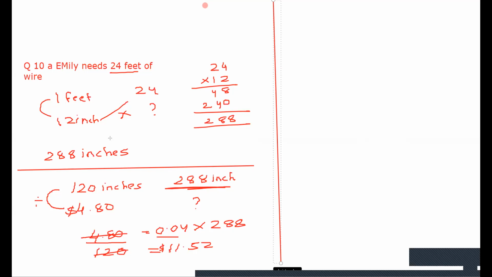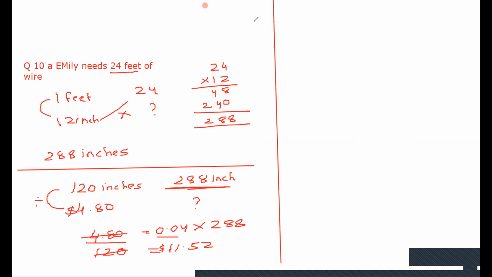Girls, these type of tough questions, of course, I will not give you in an exam, but I need to teach you. I cannot skip all the questions like that. Again, 24 feet, I need to change into inches. 1 foot is 12 inches. So 24 feet is how much? 288 inches. Understood?